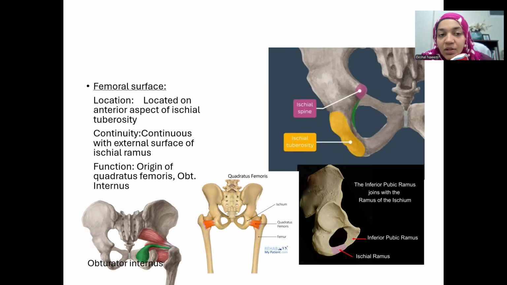Why? Because the femoral surface gives attachment to some muscles. The femoral surface is located on the anterior aspect of ischial tuberosity. This is the ischial tuberosity, and the anterior aspect, this area is the femoral surface, right? It is continuous with the external surface of ischial ramus. This is the ischial ramus. This continues as the femoral surface here externally. The function is the origin of quadratus femoris and obturator internus. So obturator internus and quadratus femoris come off from here. This is the quadratus femoris, okay? And this is your obturator internus, okay?